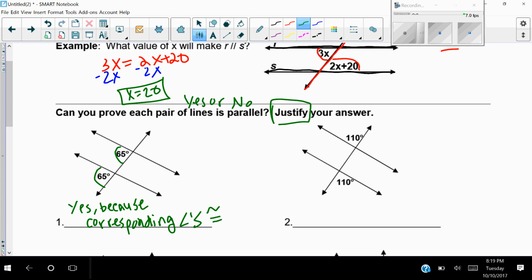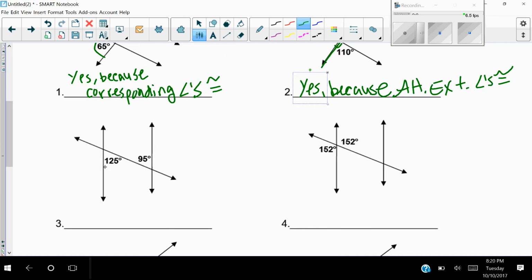Perfect. So these are alternating. They're on the opposite sides of this transversal, and they're both exterior angles. They're on the outside of the parallel lines. So these are alternating exterior angles. Are they supposed to be equal? They look equal. Are they supposed to be equal? Yes, they are. So yes, because they are alternating exterior angles, and they are supposed to be congruent.